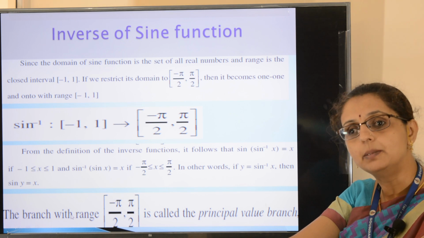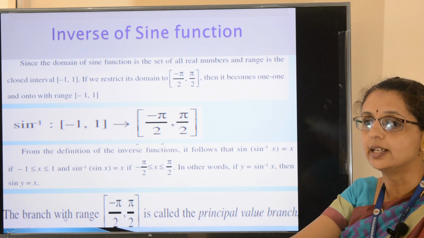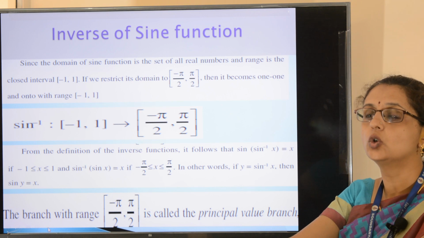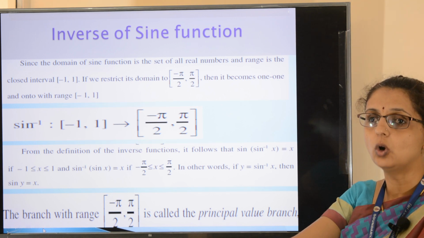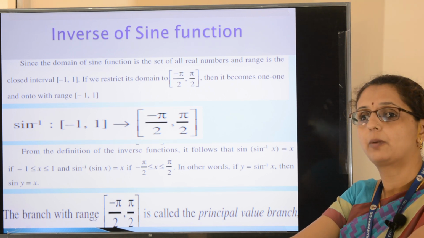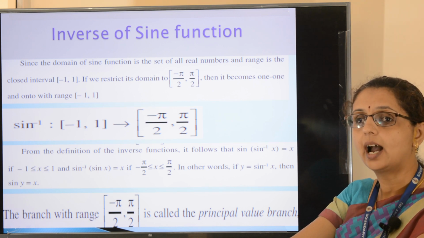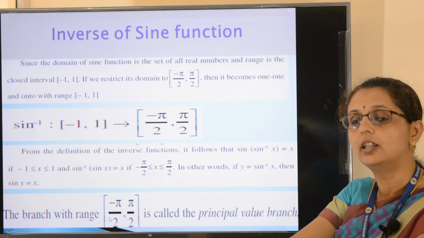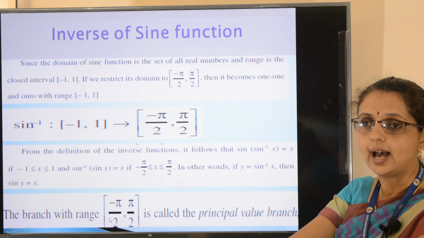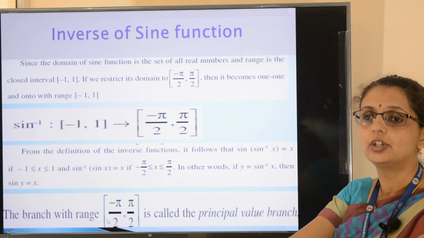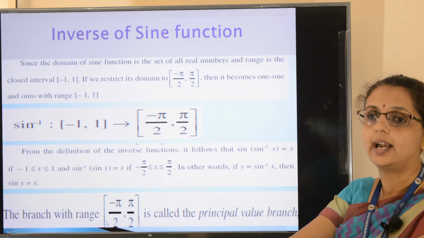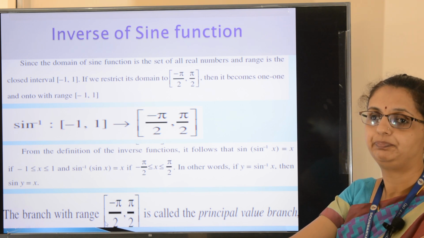And what is the principal value branch of our sine inverse x function? It is nothing but closed interval -π/2 to +π/2. While solving the problems, the answer must lie only in the closed interval. Then only it is called the principal value of sine inverse x.